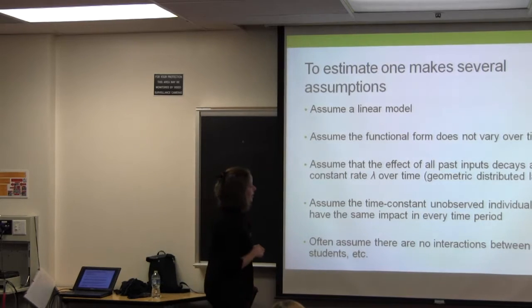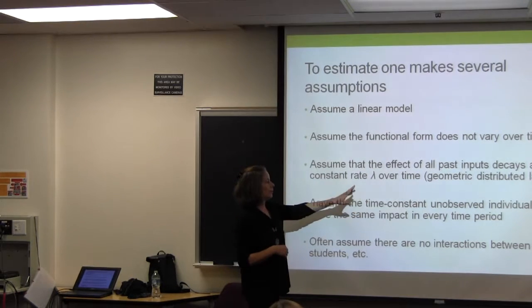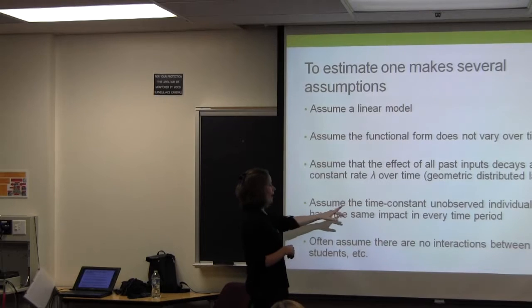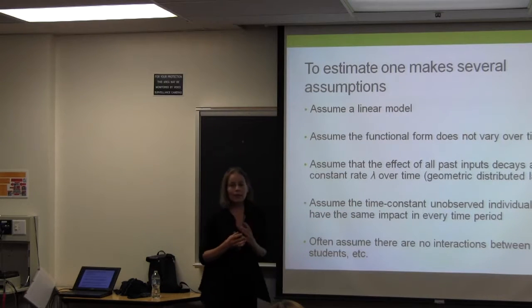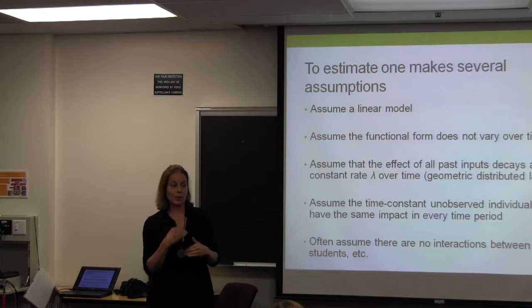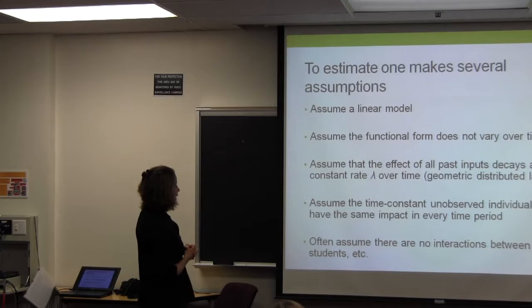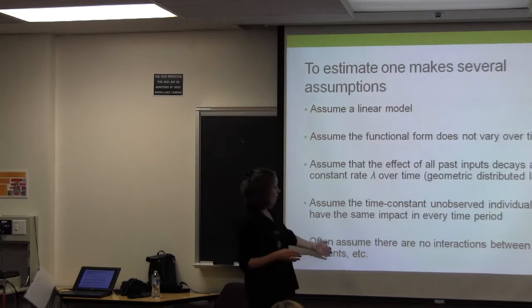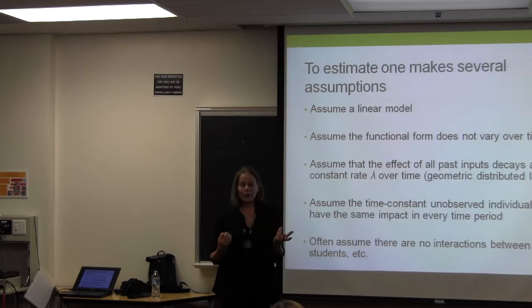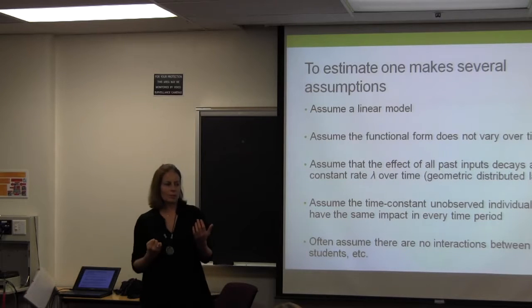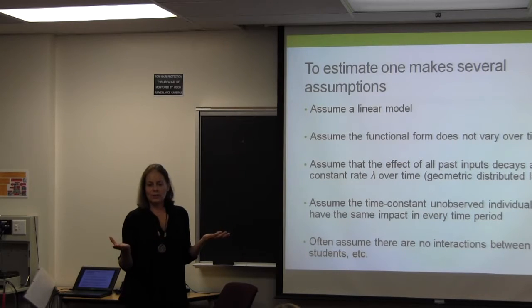And then it assumes that the time-constant unobserved individual factor c_i, that sort of ability thing, has the same impact on learning at every time period. It often assumes that there are no interactions between teachers and students. A couple of people have attempted to put in interactions. So this is a big issue, right?